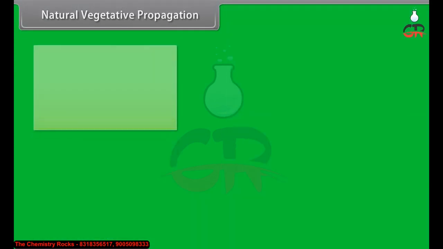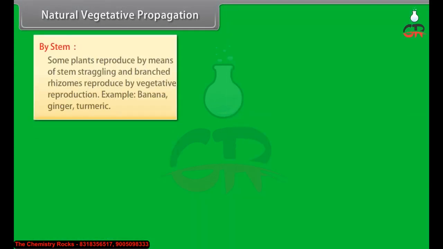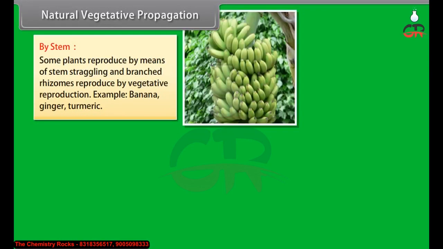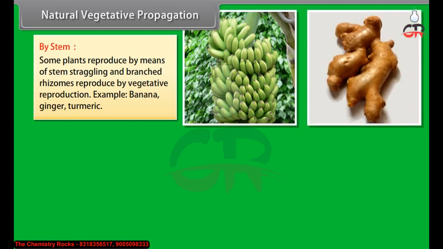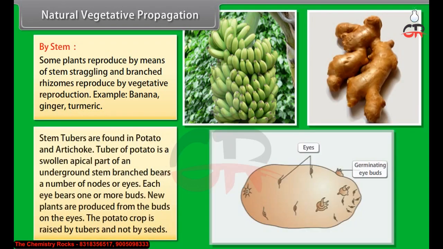By stem. Some plants reproduce by means of stem straggling, and branched rhizomes reproduce by vegetative reproduction. Example, banana, ginger, turmeric. Stem tubers are found in potato and artichoke.